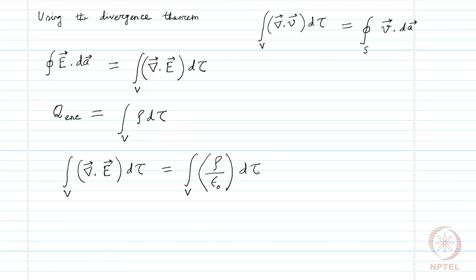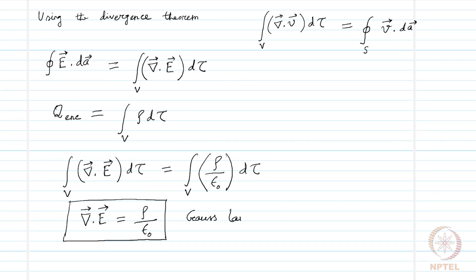and if this has to be true for any given volume, then the quantity in the parenthesis of the left hand side and the quantity in the parenthesis of the right hand side must be equal. That means, we can write down divergence of the electric field as the volume charge density over the free space permittivity epsilon naught. This is the Gauss law, the same Gauss law, this time in differential form.